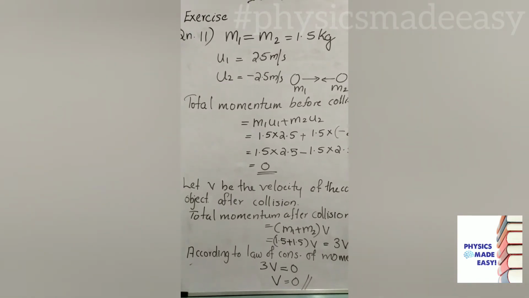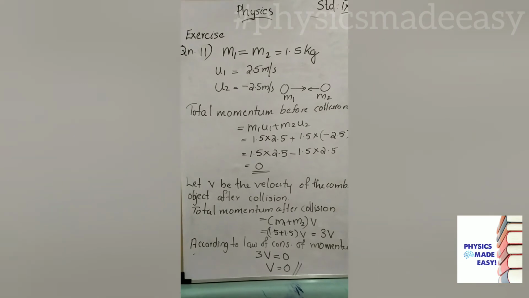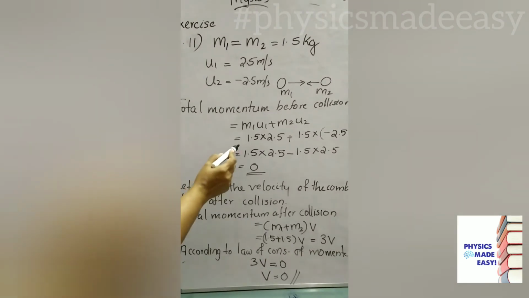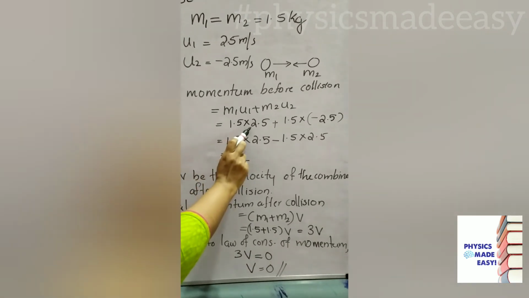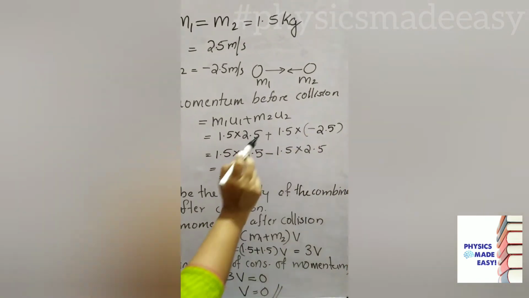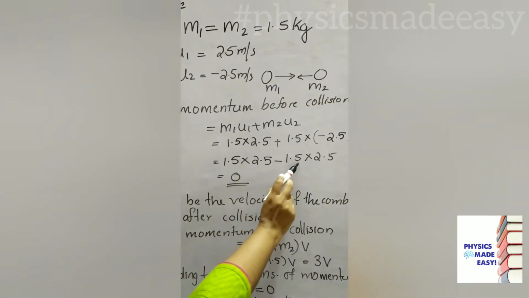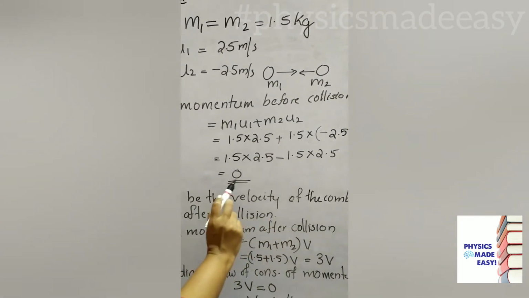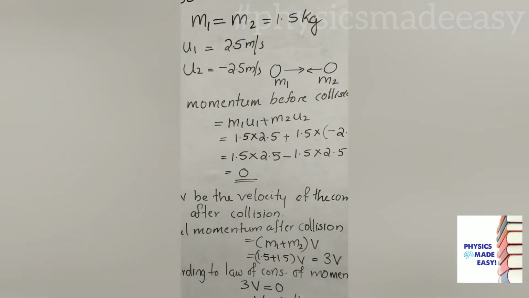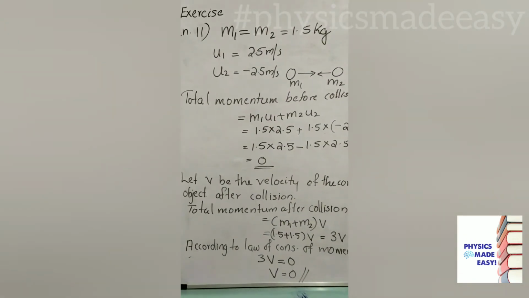So we can find the total momentum before collision, that is M1 U1 plus M2 U2. Substitute the values there, 1.5 into 2.5 plus 1.5 into minus 2.5. Here 1.5 into 2.5 minus 1.5 into 2.5, that will be equal to 0. So the total momentum before collision is equal to 0.